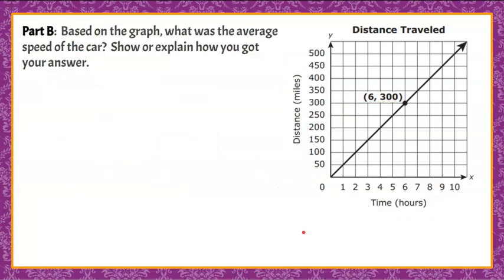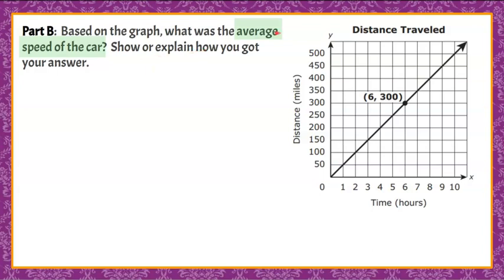Now let's look at part B. Based on the graph, what was the average speed of the car? And be able to show or explain how you got your answer. I'll ask you to pause now and come back when you're done. Welcome back. So based on our graph, what was the average speed of the car?